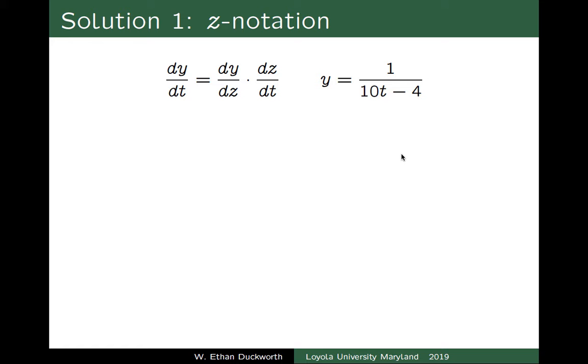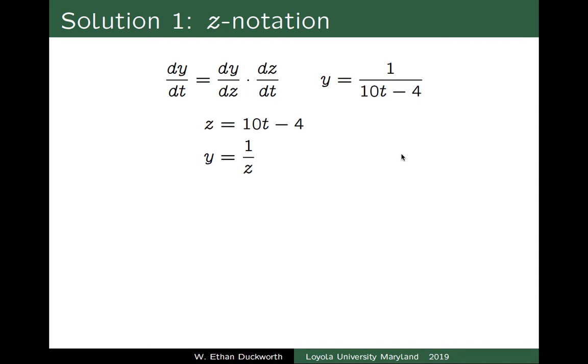Usually I say it's the inside of a function. In the case of a fraction like this, the bottom part is typically the inside, so-called inside part. So in any case, that is the part I will label as z. So z equals 10t minus 4. And then given that, I can write y in a simpler way. y is equal to 1 over z.